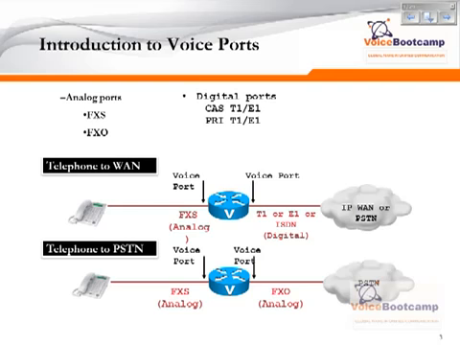You have two types of voice port in a Cisco router: an analog port and a digital port. An analog port is known as FXS or FXO. FXS stands for Foreign Exchange Station, and FXO stands for Foreign Exchange Office. A digital port, on the other hand, provides T1 and E1 service, with 23 to 30 channels depending on which one you use.